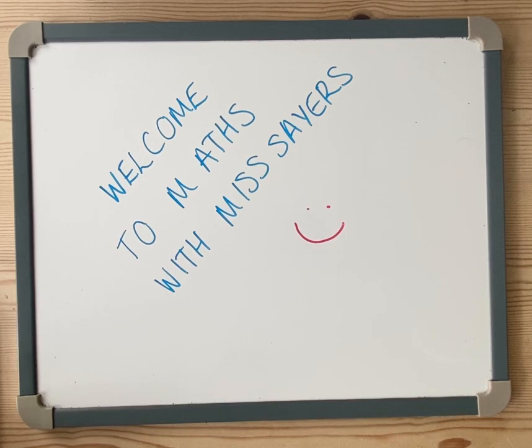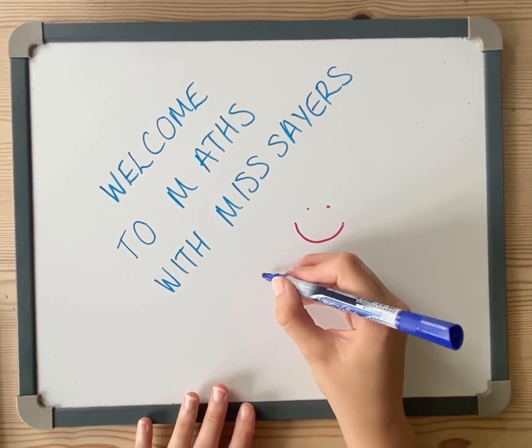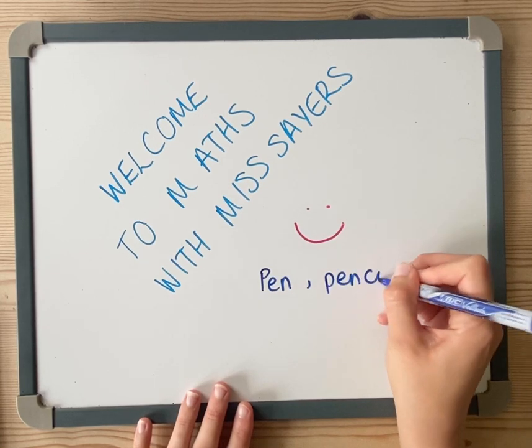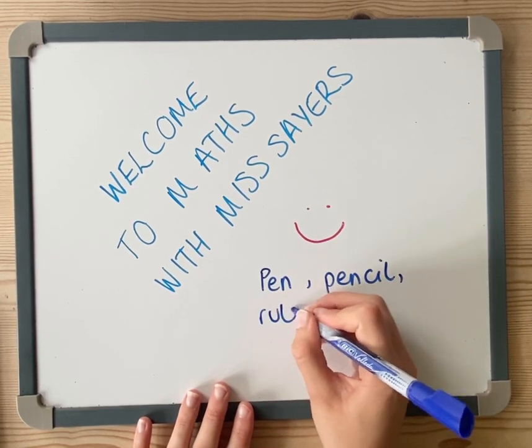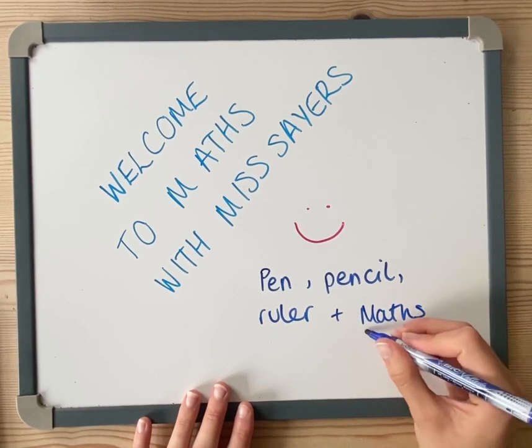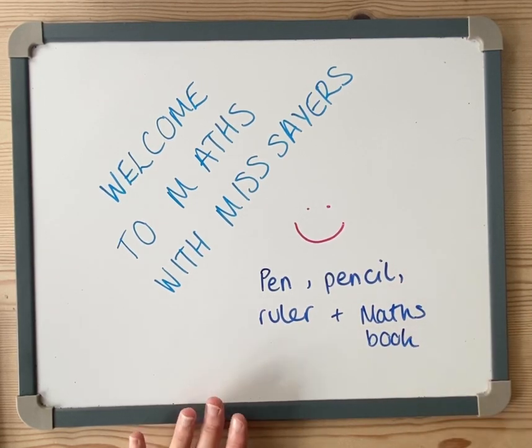First of all, let's make sure we've got the correct equipment. Please make sure you have a pen, pencil, a ruler, and your maths book, your Hegarty maths book, or if you've run out of space in those, just some paper that you can keep safe would be great. Okay, if you haven't got any of those things, go and get them now and pause the video.